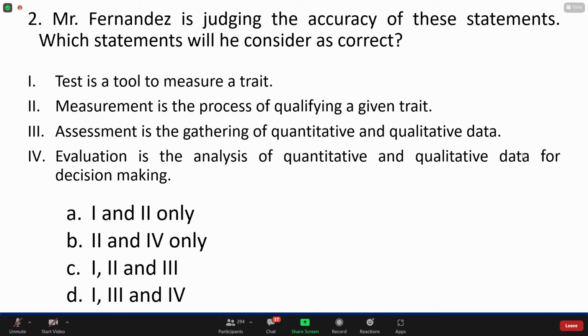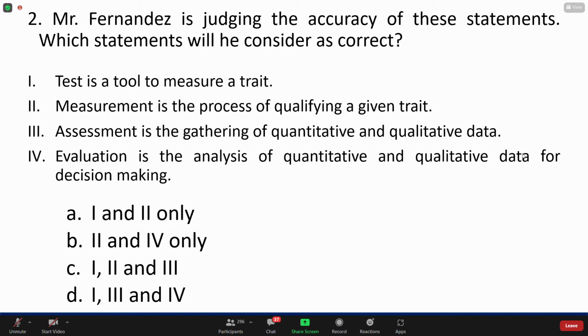So number 2, Mr. Fernandez is judging the accuracy of these statements. Which statements will he consider as correct? 1. Test is a tool to measure a trait. 2. Measurement is the process of qualifying a given trait. 3. Assessment is the gathering of quantitative and qualitative data. And 4. Evaluation is the analysis of quantitative and qualitative data for decision making. The choices are A, 1 and 2 only, B, 2 and 4 only, C, 1, 2 and 3, D, 1, 3 and 4. Answer, please.